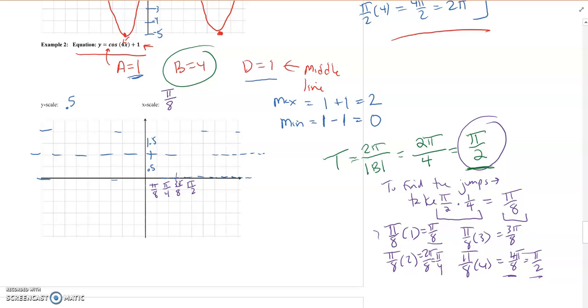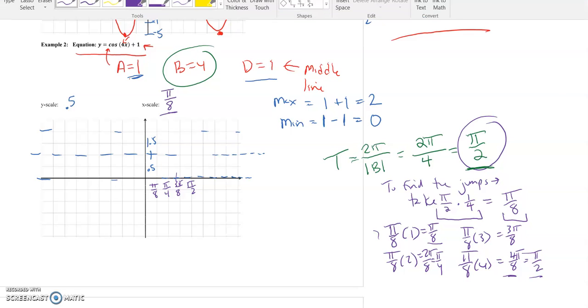You could keep doing this again to find the next ones, farther along. But all we needed to know was that we're going to make our scale pi over 8. So now we're going to actually graph.